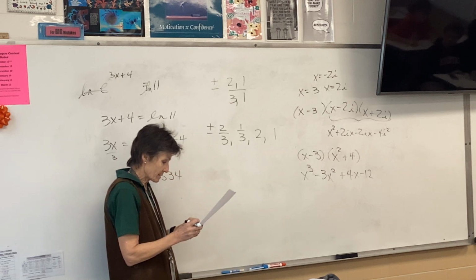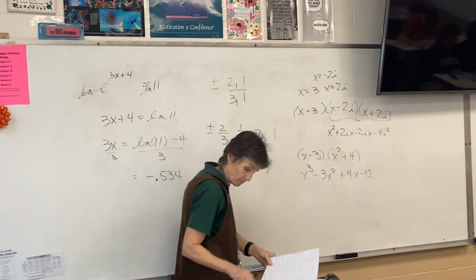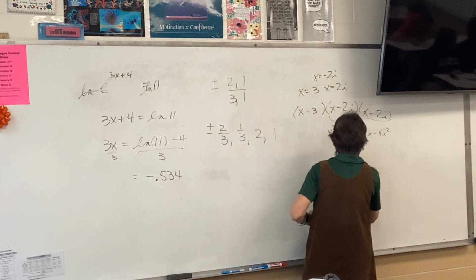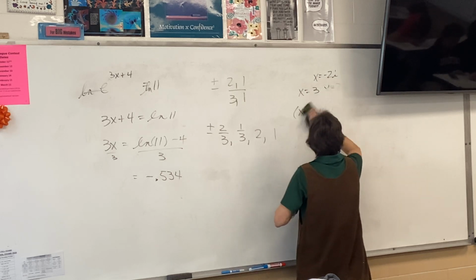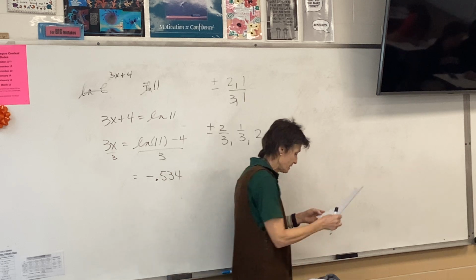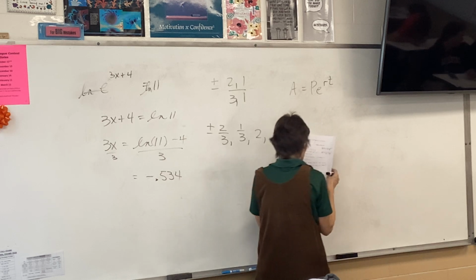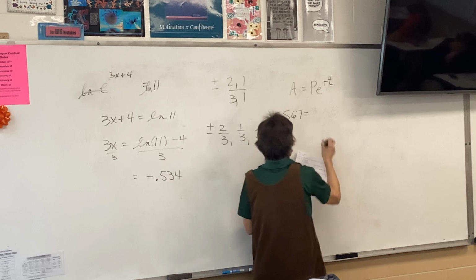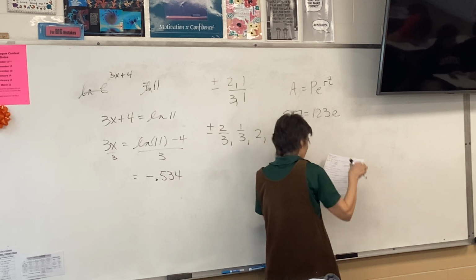All right, what's next? What formula am I using for 12? PERT. This is a PERT. I know it's a PERT because all of my other formulas are used exclusively for money. This is not money, this is bacteria. So, I am using PERT. So 567 equals 123e. Don't forget the e, it's part of the formula.